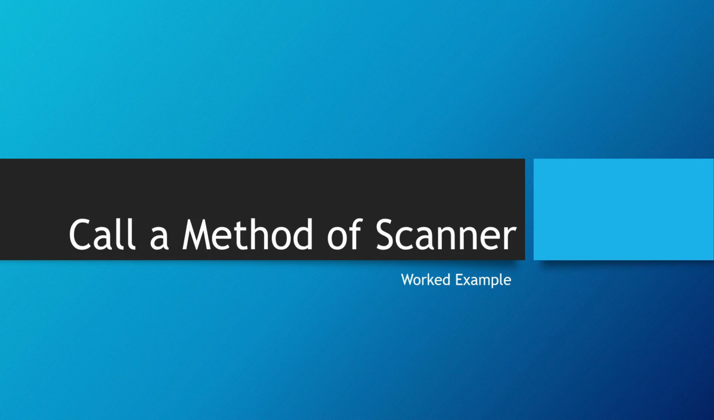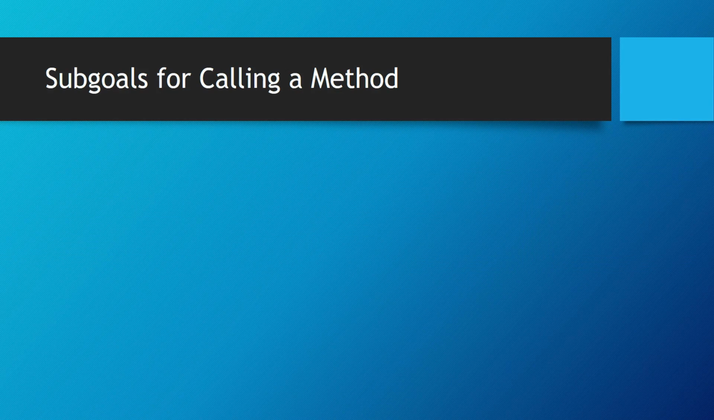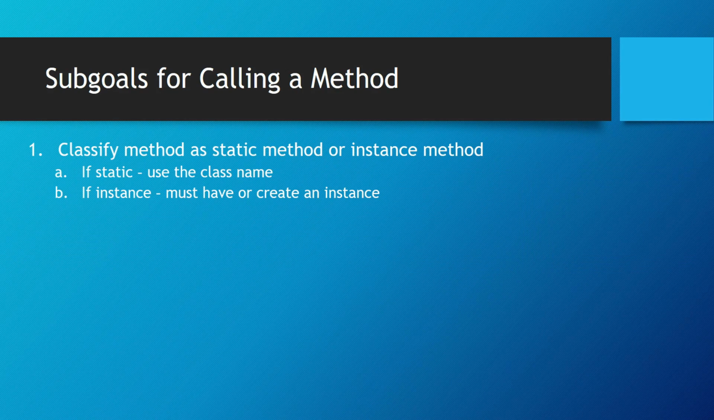In this video, we will be calling a method in Java. Here are the subgoals for calling a method. For the first subgoal, we classify the method as a static method or instance method. If it's static, we use the class name. If it's an instance, we must have or create an instance.